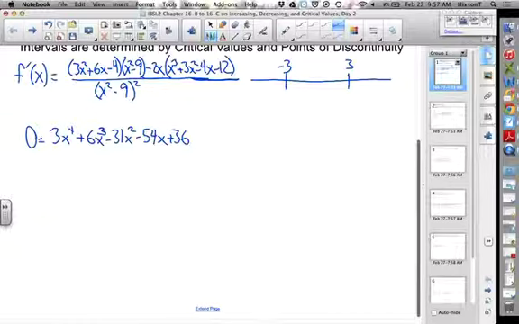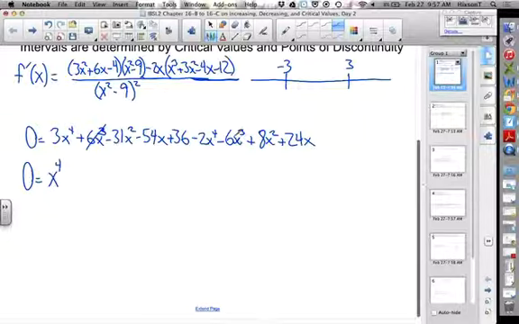Then we also need to distribute the negative 2x to that whole thing. So it's a minus 2x to the 4th minus 6x cubed plus 8x squared plus 24x. So now we combine our like terms. We have 3x to the 4th minus 2x to the 4th, which is just x to the 4th. The 6x cubed minus 6x cubed is 0, so that's nice. We have a negative 31x squared plus 8x squared, so that's a minus 23x squared minus 30x plus 36.